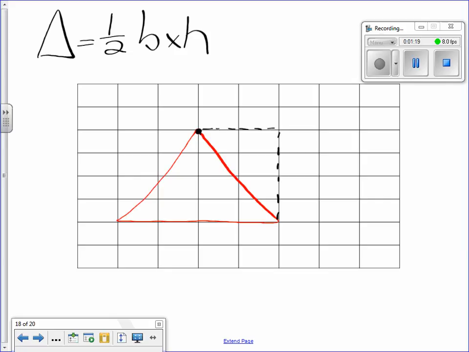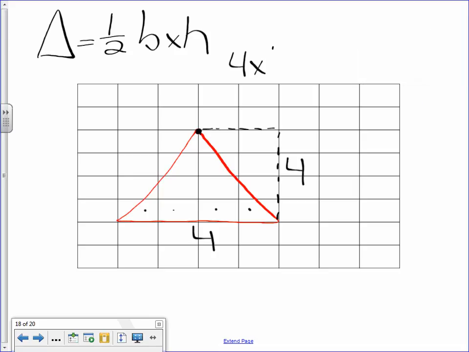Okay, we have a height of 1, 2, 3, 4. Height of 4. We have a base of 1, 2, 3, 4. So 4 times 4 equals 16. Times that by 1/2. So divide that in 2 equals 8. Nothing changes. The only difference is on your sheet, it's going to ask you for a number model.